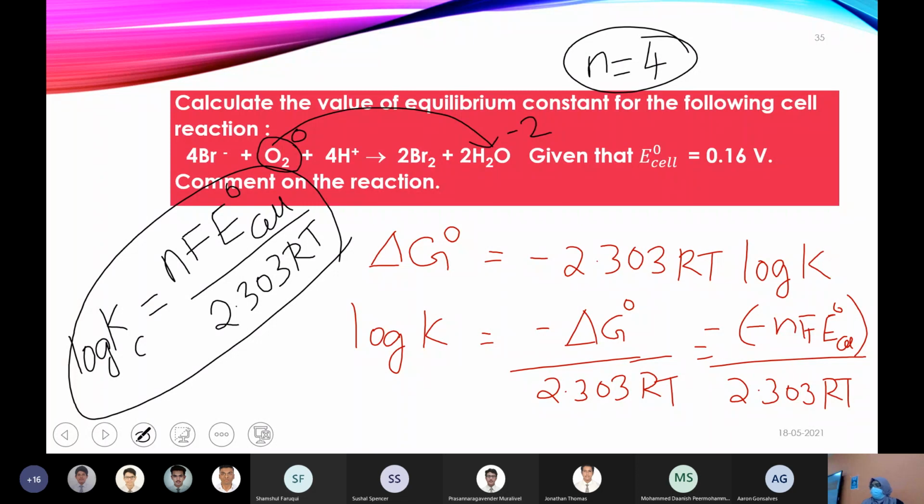R will be 8.314. 298 Kelvin means 25 degrees Celsius. 0 degrees Celsius is 273 Kelvin, so 273 plus 25 is 298.